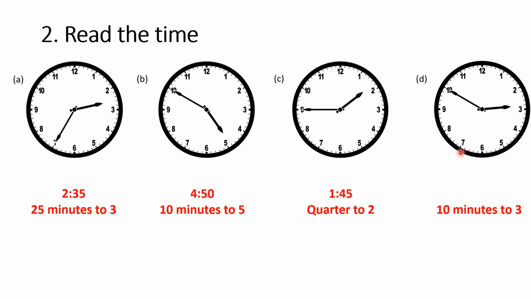And the next one is, the hour hand is between 2 and 3, it is almost reaching 3, and the minute hand is at 10. So now here you can call it 2:50, this part, 2:50 or 10 minutes to 3. That means to be 3 o'clock, there are still 10 minutes. So therefore, 10 minutes to 3.